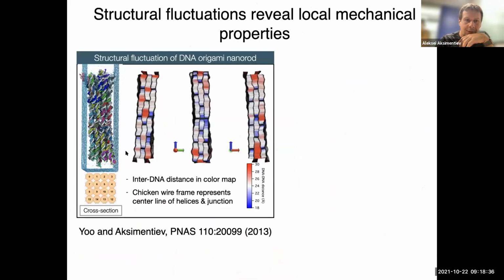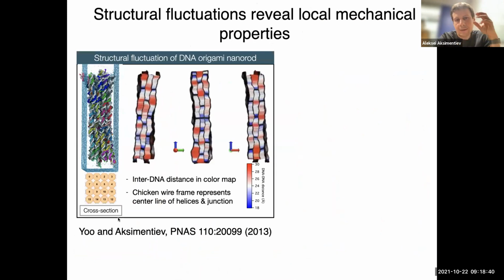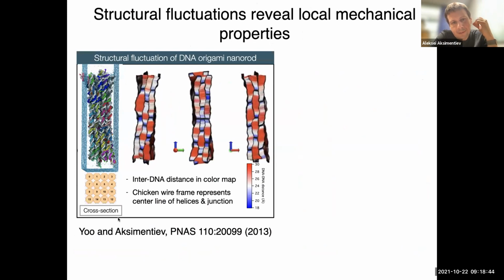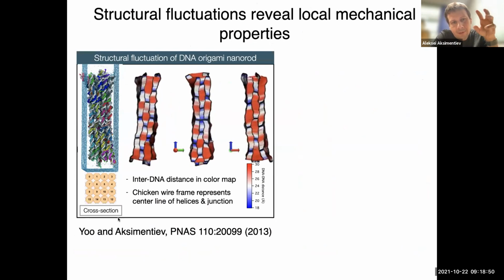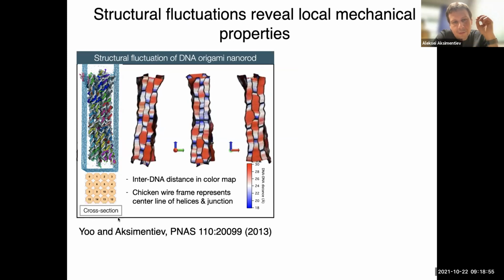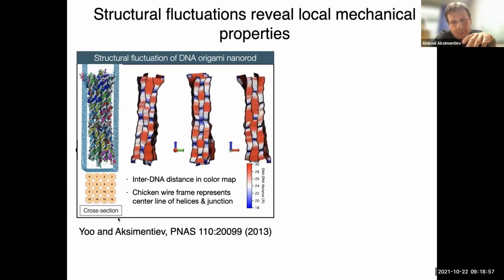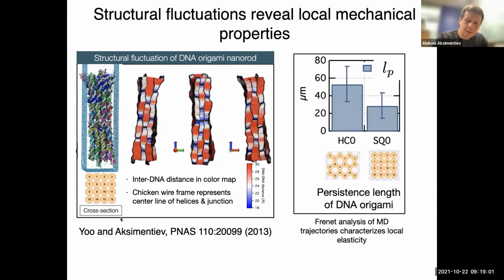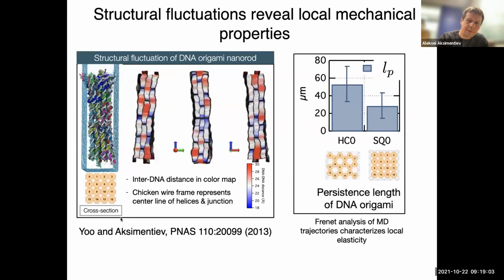Moreover, we can take those simulations and analyze them in the framework of Frenet analysis. And this is something, if you're interested, you can read in this paper. But basically, the framework looks at the local fluctuations of the DNA origami nanostructures in order to extract local mechanical properties. So we, for example, can compute persistent lengths of those objects and see how they vary depending on the design.